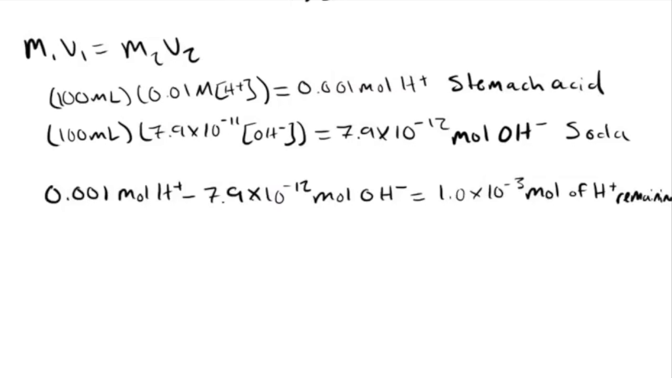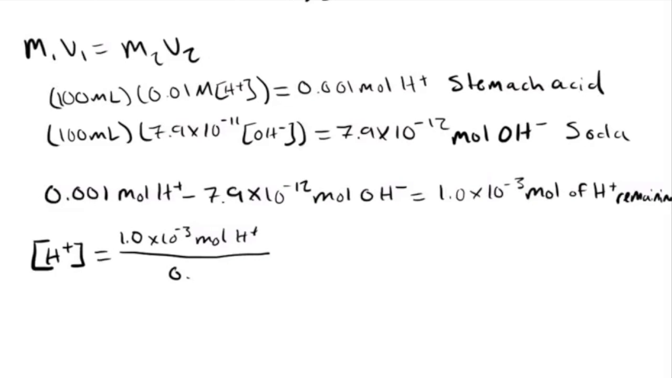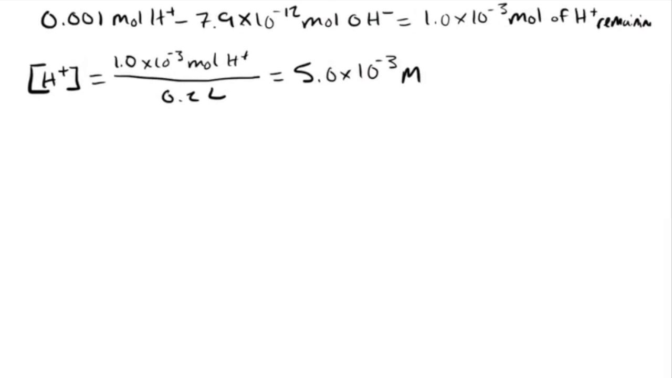So the concentration of hydronium is equal to 1.0 times 10 to the negative third moles hydronium over 0.2 liters. And the 0.2 liters is from the 100 milliliters of stomach acid plus the 100 milliliters of soda. Anyway, that equals 5.0 times 10 to the negative third molar.